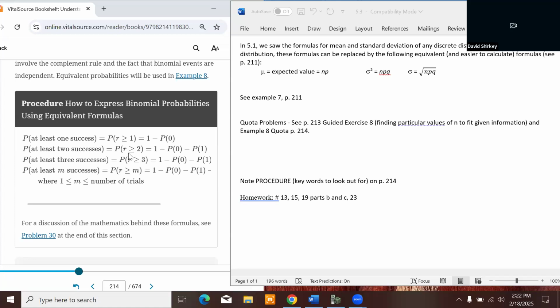Probability of at least 2 successes, the probability R greater than or equal to 2, is going to be 1 minus the probability that it's 0 or 1. And then so on all the way up to at least M successes, whatever M has to be in general. The probability R is greater than or equal to M is going to be 1 minus the probability of 0, minus the probability of 1, and it keeps on going up to M minus 1.